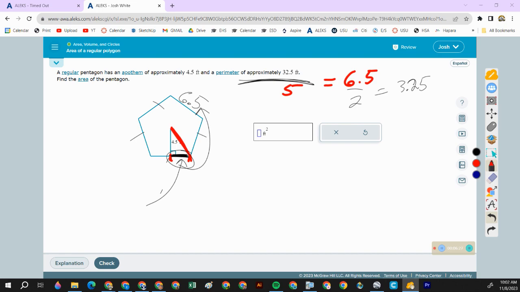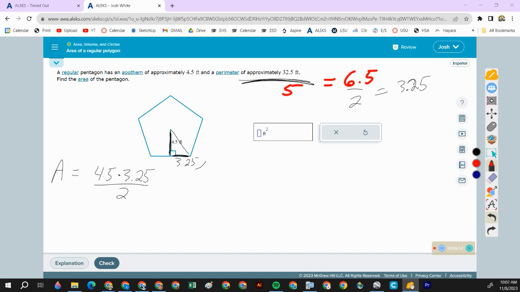You see that? Okay. Now, I know the base and the height of this triangle. So that triangle has an area equal to 4.5 times 3.25 divided by 2.